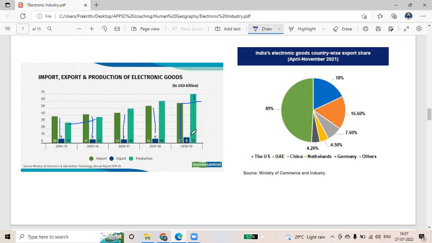So the dominating countries include, first, the US, that is about 18%. Electronic equipment which is being produced in India is being sent to the United States of America, followed by UAE, United Arab Emirates, that is 16.6%. Then China, 7.6%. Then Netherlands, 4.5%, and Germany, 4.2%. So that is our distribution.